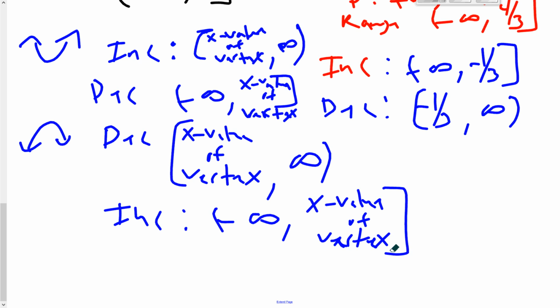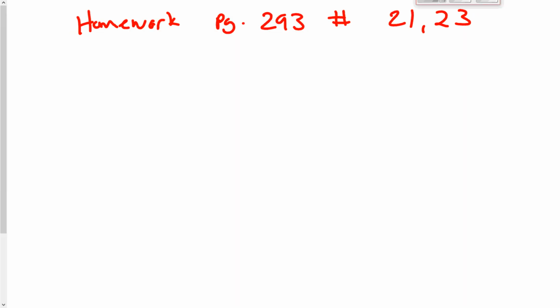Okay, so that's it for the video and doing examples. Here's your homework for those kind of examples on page 293, numbers 21 and 23. And you're also asked to graph it, and you're asked to find your domain, your range, where it is increasing, where it is decreasing, and your axis of symmetry, along with your vertex. So go ahead and do those. If you have trouble, come back to this video and watch me do the problems right now.